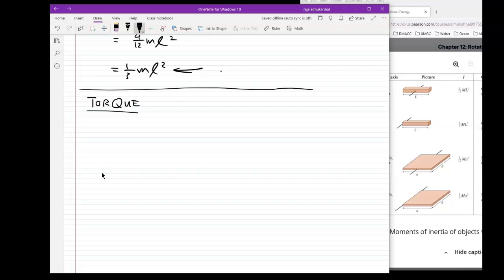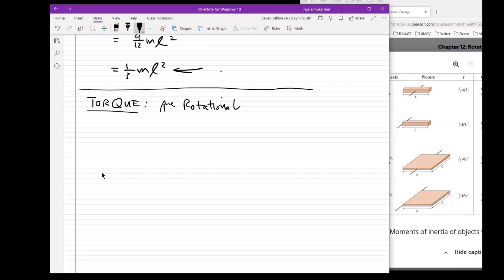So what is torque? Torque is best defined as the rotational equivalent of force. Think of it like a rotational force, a force you exert on an object that causes the object to rotate about a specific axis. Okay? So it is the rotational equivalent of force.